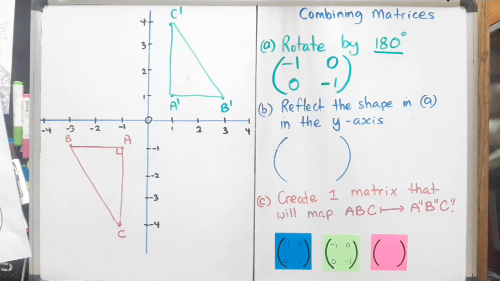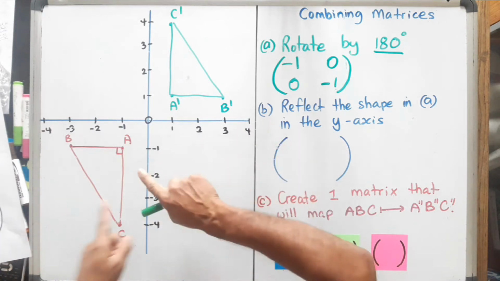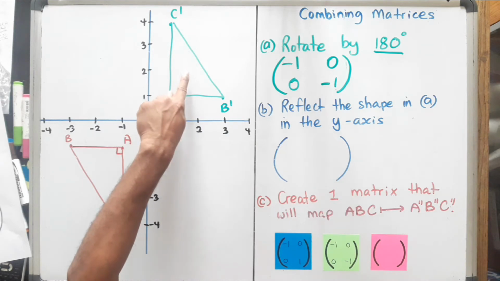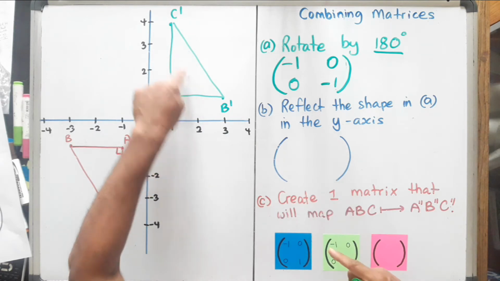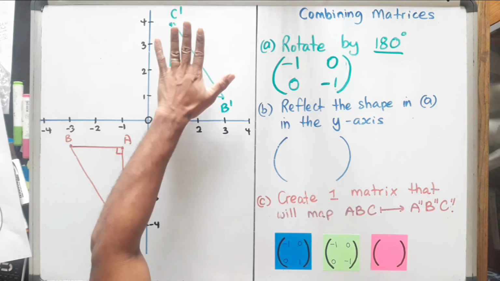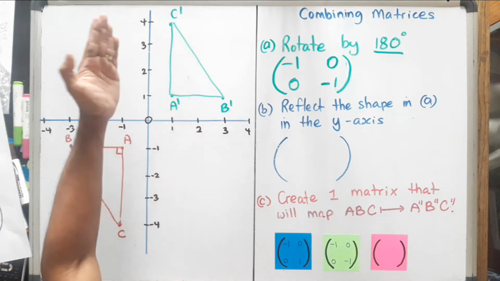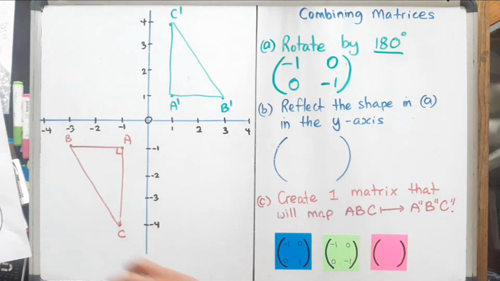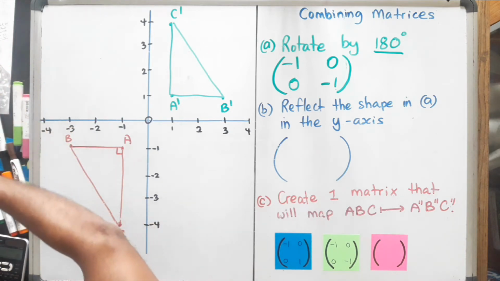Now, in part B, they want you to reflect the shape from part A. So that's the green shape they're talking about. They want you to reflect this new shape in the y-axis. So that means if we reflect this in the y-axis, it should end up on this side. But let's do all the calculations for it.